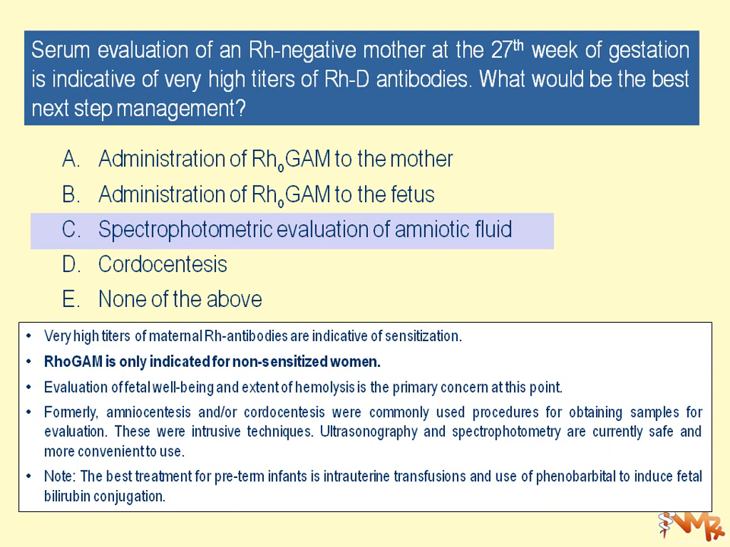Note that the best treatment for preterm infants is intrauterine transfusions and use of phenobarbital to induce fetal bilirubin conjugation. Of course, as you can tell, if we are in about the 37th or 38th week of gestation, we may induce cesarean section.